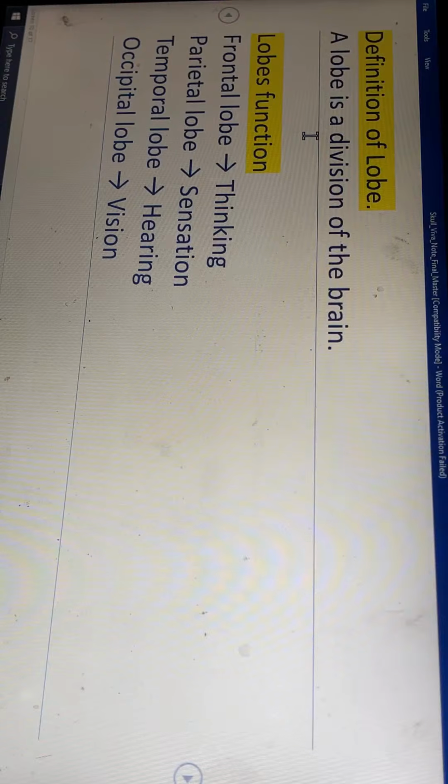The frontal lobe does a lot of thinking. For the parietal lobe, they do a lot of what? Sensation, like pain. The temporal lobe does functions like hearing. Then the occipital lobe is involved in what? Vision. These are the lobes of the brain. Follow me before I simplify.